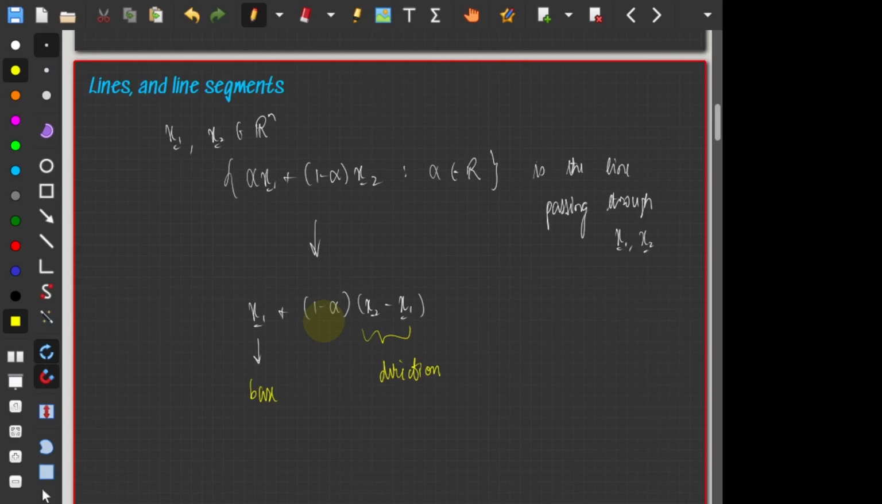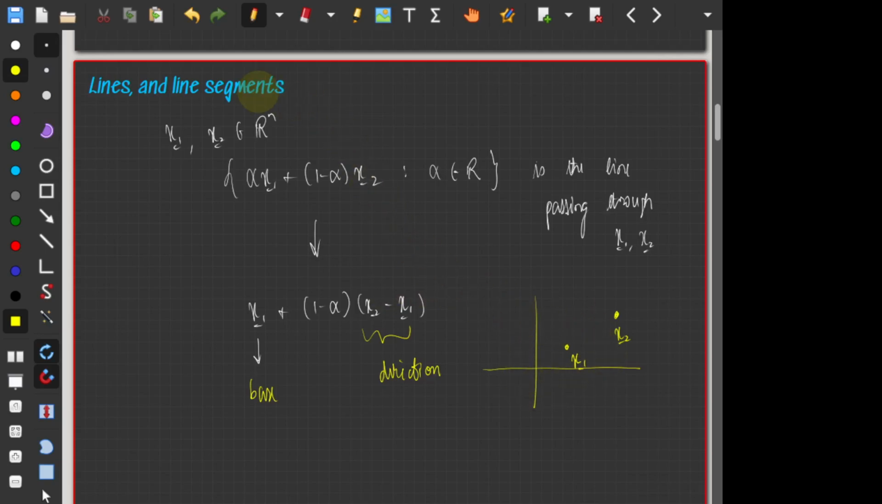Right? So let's look at this in 2 dimensions. So I have a point x1 and a point x2. What would be the equation of the line passing through x1 and x2 in 2 dimensions? What is the equation of the straight line that you're familiar with passing through, say, (x1, y1) and (x2, y2)?